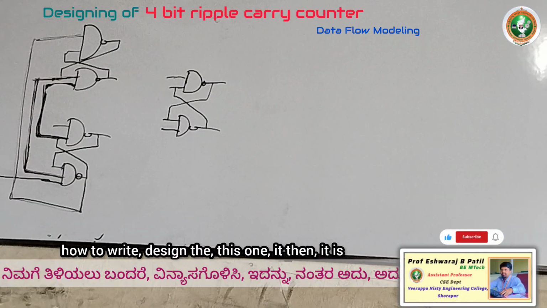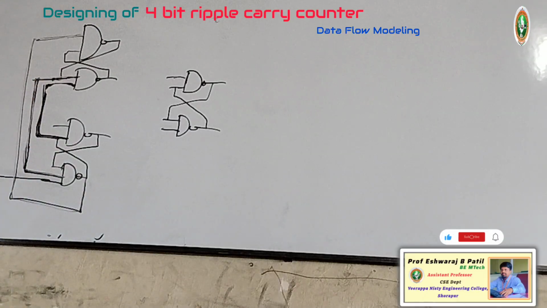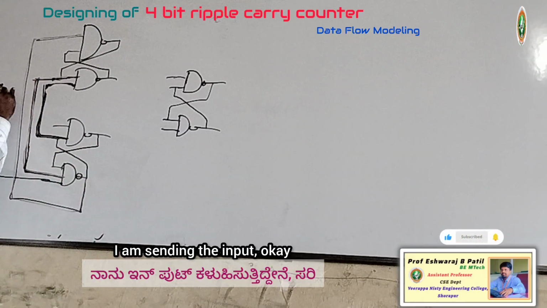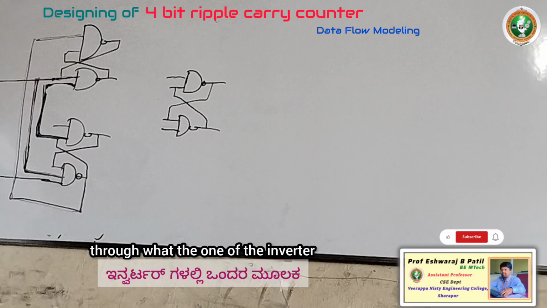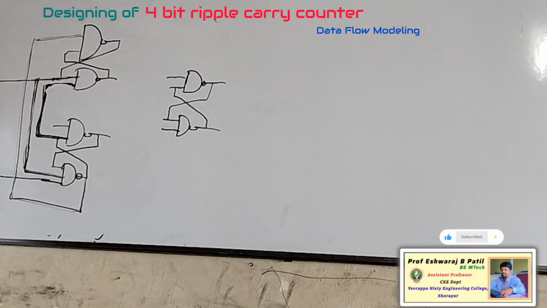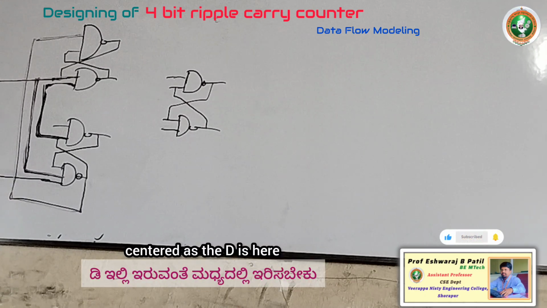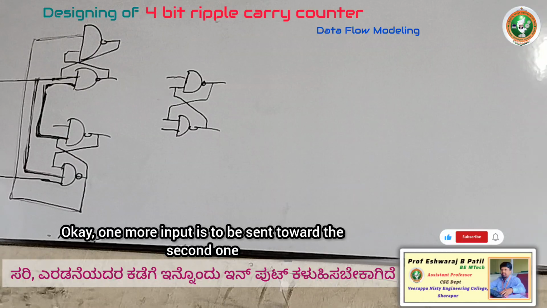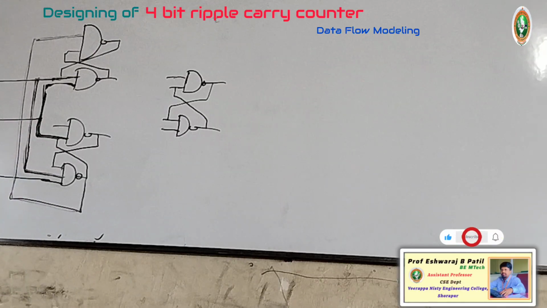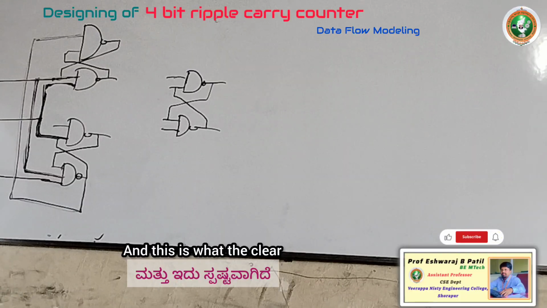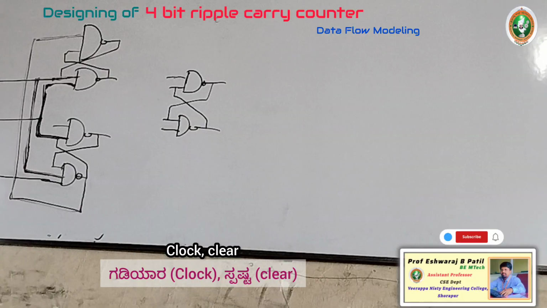If you come to know how to write this and this one, then it becomes very easy. Next, I am sending the input here through the clear, through one of the inverters. Another inverter is to be sent as the D input here. One more input is to be sent toward the second one, the clock, and this is the clear. This is D, clock, clear.